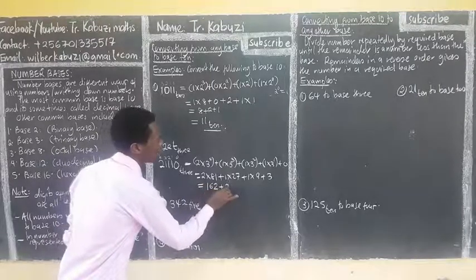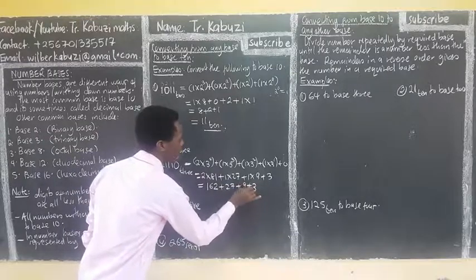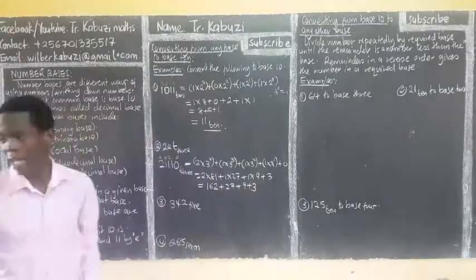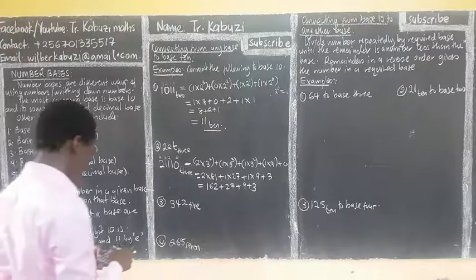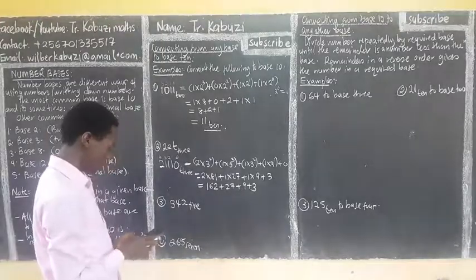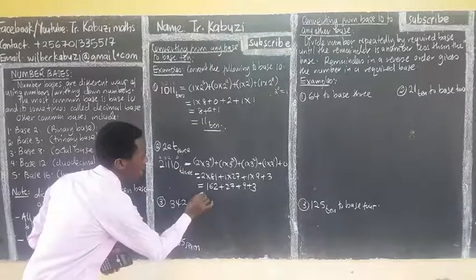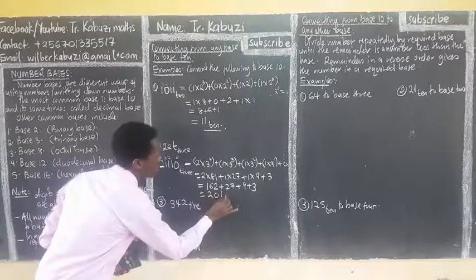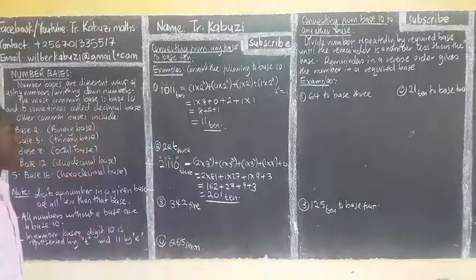162, then plus 27, then plus this and 9 plus 3. Then you just get your calculator and press that value onto a calculator. When I get mine, I press 126 plus 27, then plus that 12. I get 201. Now this will be base 10. Simple as that. Then when you come to this, you see it's base 5.